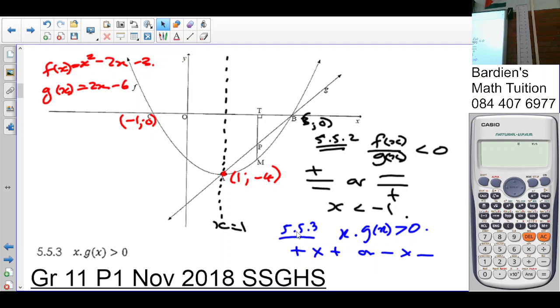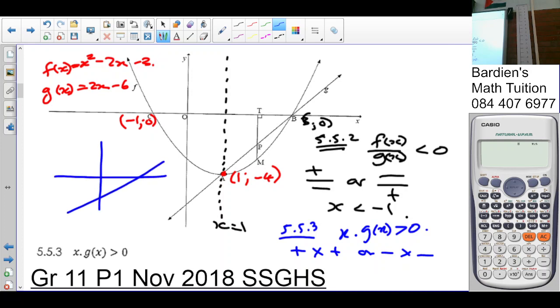So we said that for something to be greater than 0 means it must be positive. So under what condition, when we're multiplying two things, is it positive? If both are positive or both are negative. So if we look at the g of x graph, which is this one here, you see on this side of the origin is where x is less than 0, where x is negative. On the other side is where x is positive.